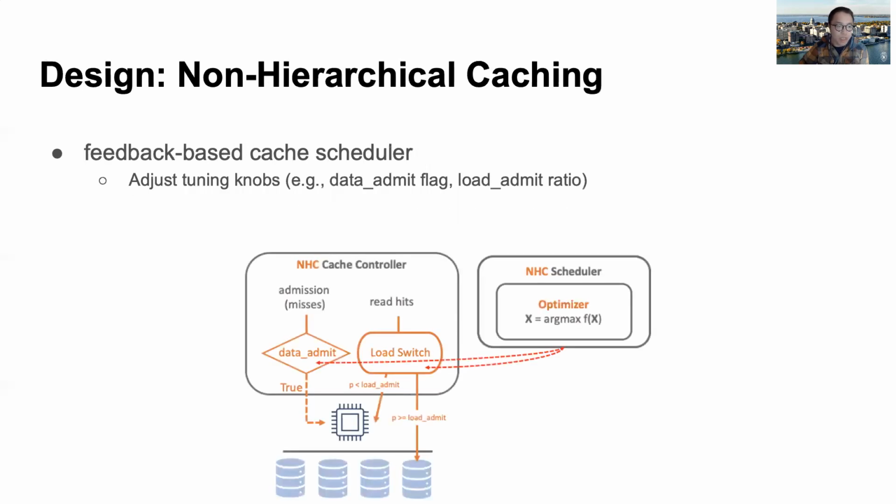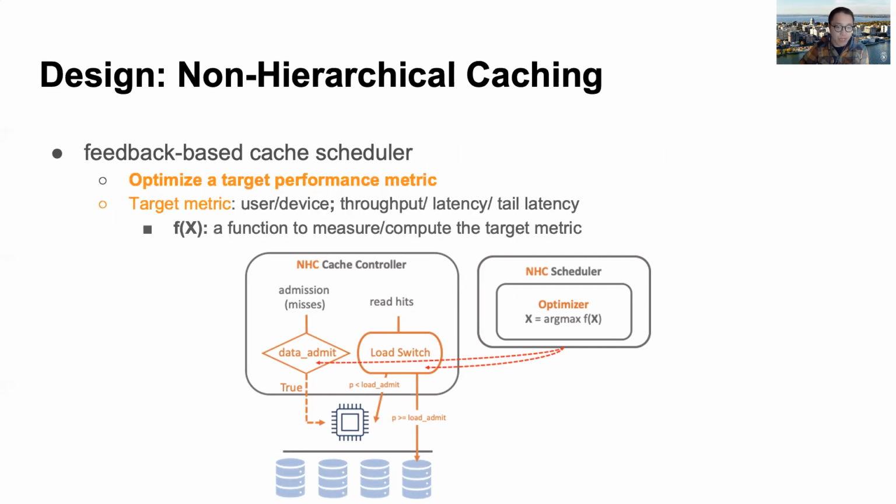As shown in this figure, the NHC scheduler can adjust the tuning knobs we introduced in the NHC cache controller. The scheduler tunes to optimize a targeted performance metric. The metric can describe performance at either user or device level, and it can describe different aspects of performance, such as throughput, latency, and tail latency. All a user needs to do is provide a function f that can measure or compute the target metric, and the scheduler will use function f to optimize the performance.